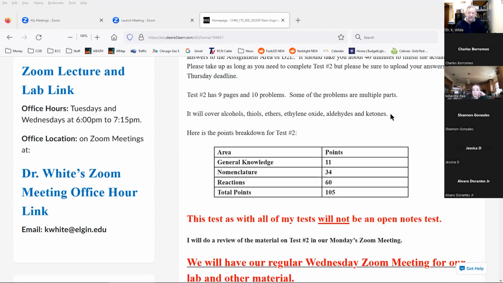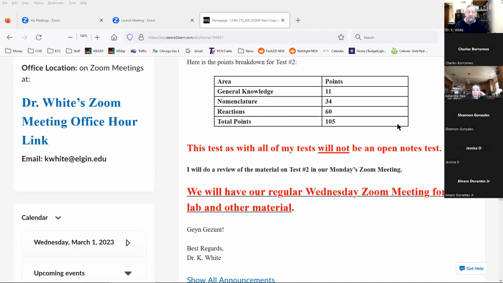Here's the point breakdown for test number 2. General knowledge, 11 points. Nomenclature, 34. And reactions, 60. It adds up to 105, so there are 5 bonus points. You pick which 5 are the bonus points.